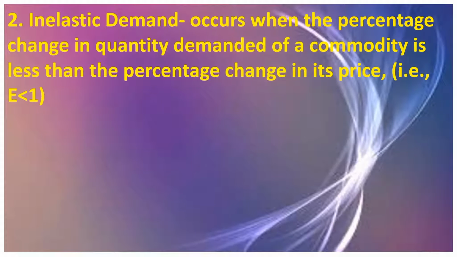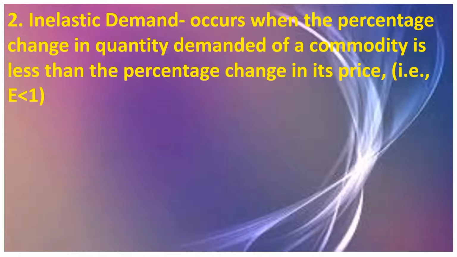Second type of elasticity of demand is inelastic demand. This is the direct opposite of elastic demand. Inelastic demand is also called fairly inelastic demand, and it occurs when the percentage change in quantity demanded of a commodity is less than the percentage change in its price. That is, change in demand is lower than change in price.